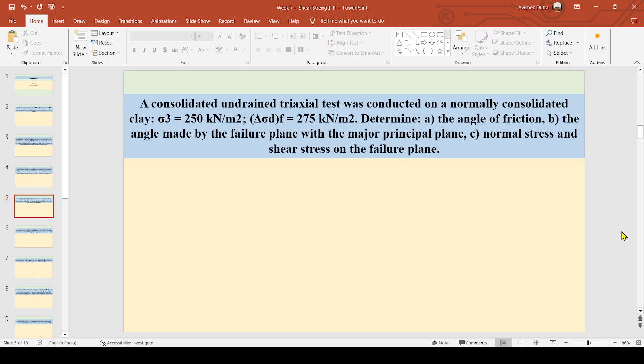So we have a consolidated undrained triaxial test, CU triaxial test, conducted on a normally consolidated clay. Sigma 3, that is the cell pressure, is given as 250, and the deviator stress at failure is given as 275. To find the angle of friction, the angle made by the failure plane with the major principal plane, and the normal stress and the shear stress on the failure plane.